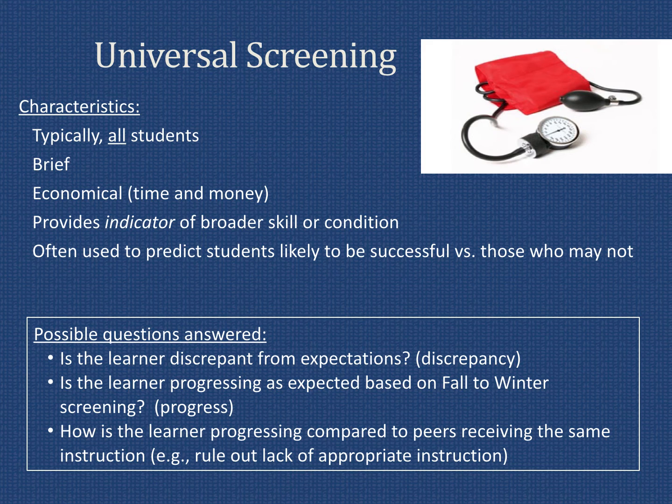It's important that screeners are efficient yet effective as possible in identifying children who may be at risk. The idea is to find a measure that gives the best predictive data possible, but these measures can also be used to aid in eligibility decisions. For example, we can answer questions about if the learner is discrepant from expectations, which is a discrepancy question. We can even use universal screening data to answer a progress question, such as is the learner progressing as expected based on fall to winter screening, since we have 2 points in time. We don't really know during that time what was beneficial if we had several things going on at different points, but we would have an overarching or an overall idea of progress.